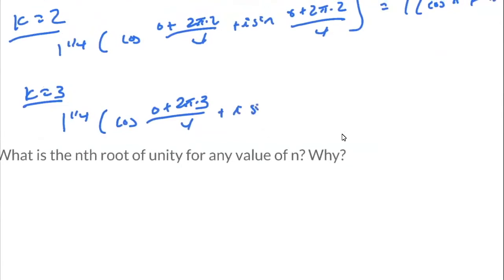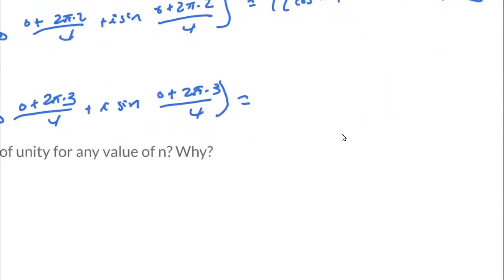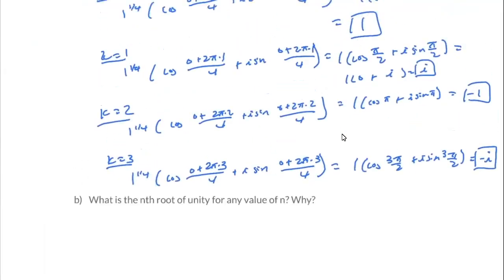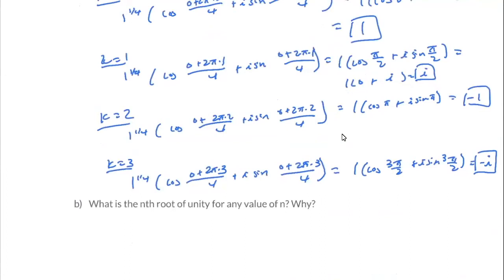Plus i sine of 0 plus 2 pi times 3 all over 4. And then this equals 1 times cosine of 3 pi over 2 plus i sine of 3 pi over 2 when you actually simplify that fraction. And so that's going to give you negative i. And those are the 4 roots. That's pretty cool because they're all different forms of 1 or i. So that's pretty awesome.